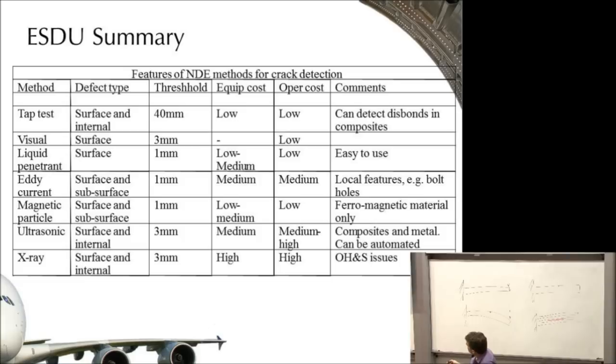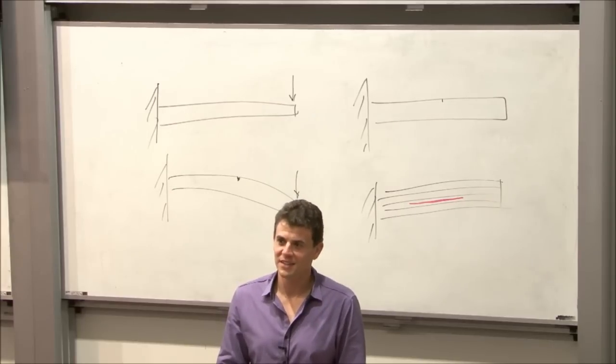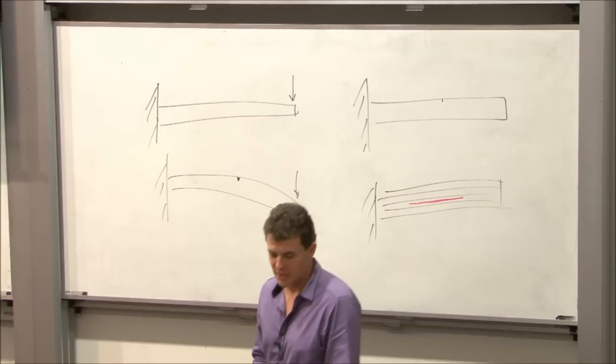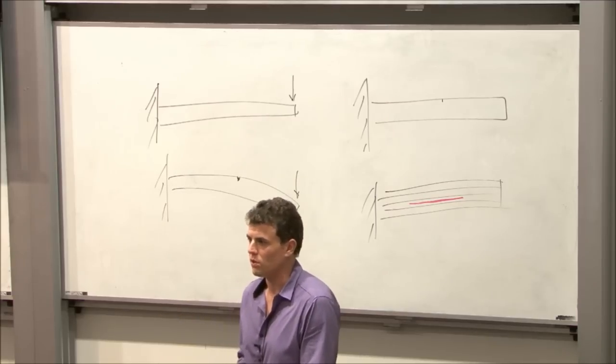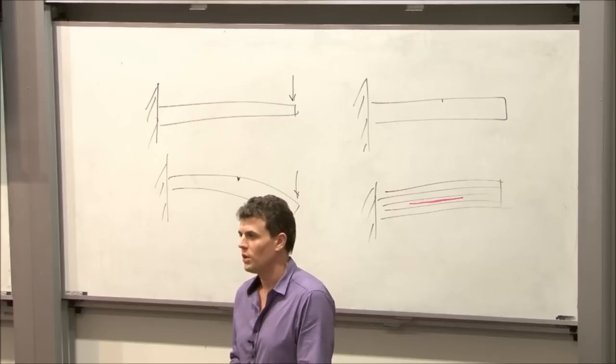So the simplest one here, which I didn't talk about before, which is actually reasonably useful in some cases, is called a tap test. And a tap test is as simple as walking along and going, tap, tap, that sounds different than it did yesterday. And a skilled operator can actually detect damage of 40 millimeters. Sounds like big damage, but in some components that's not unheard of. And it's a very quick and easy thing to do.